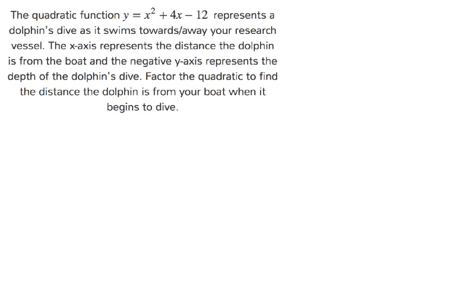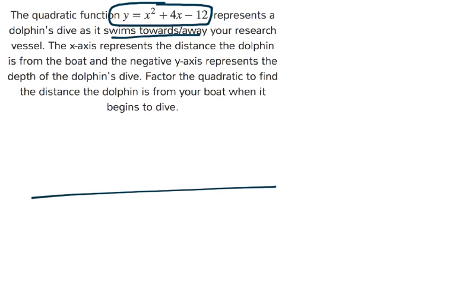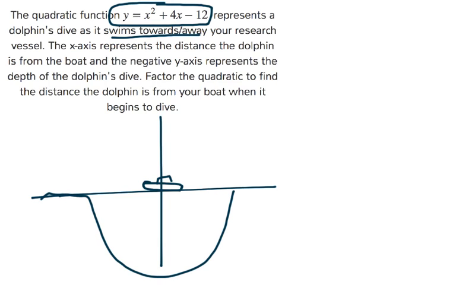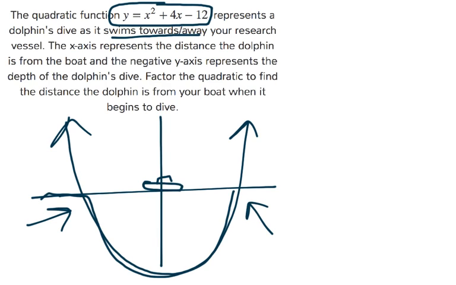Okay, we have a quadratic function here, y equals x squared plus 4x minus 12, which represents a dolphin's dive as it swims towards and away from your research vessel. If we're going to draw a picture, think of a simple graph where your boat might be at the origin. The dolphin is coming toward you, and then it dives and resurfaces. So it is a quadratic function that defines how the dolphin swims as it goes underwater.